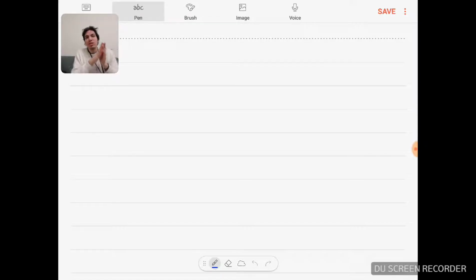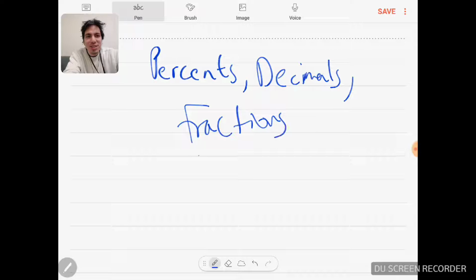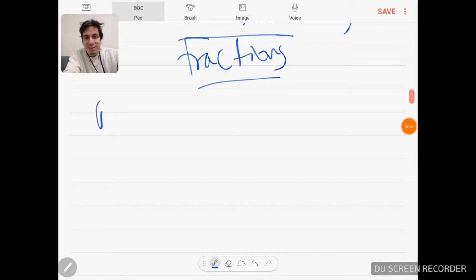Today we're going to talk about 3 sections, divided in many parts, which is understanding the connectedness of percents, decimals, and fractions. So the first part I think we should talk about is percent.